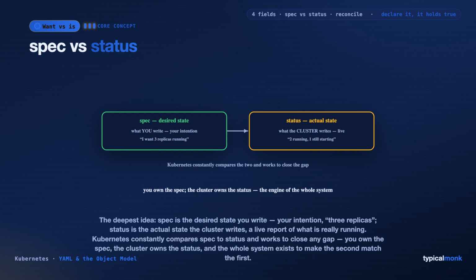So the takeaway: spec is the desired state you write, your intention, and status is the actual state the cluster continuously reports. Kubernetes exists to compare the two and close the gap, which is the engine that makes the whole system self-driving.